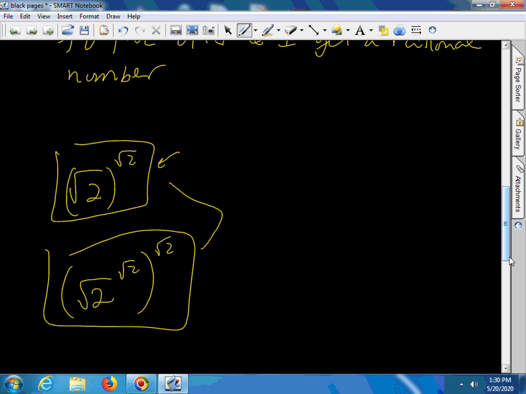If it's this one, we're done. Otherwise, that means this is rational, and when I raise it to the square root of 2, whether this is rational or irrational, when I raise it to the square root of 2, I get back 2, which is rational. And that completes the existence proof.